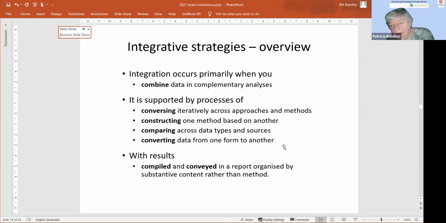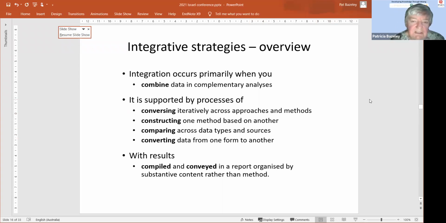So if we take the assumption that we can use all sorts of different data, but these need to be integrated, then we have a range of integrative strategies that are needed in order to achieve this. And I'm going to go through this reasonably quickly, but we'll see how we go. I'm conscious of time here.